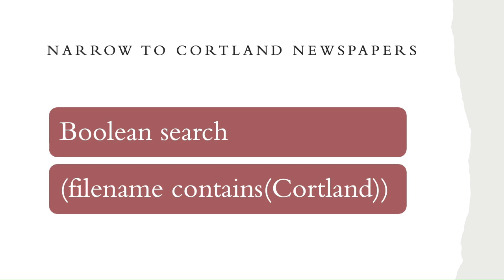But we're going to use a Boolean search instead of, under that drop-down menu, we have all of the words selected. We now want to change that to Boolean search. And if you use this phrase, file name contains Cortland, you will be able to narrow down your results to only newspapers that have the name Cortland in the title.